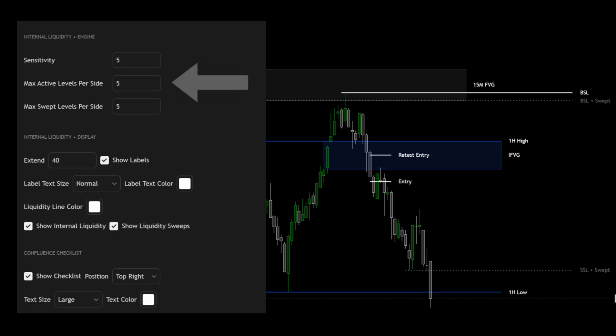You can choose the maximum active levels and maximum swept levels shown on the chart. When a level is swept, it changes appearance to show that liquidity has been taken. After multiple touches, levels are automatically removed to keep the chart focused and clean.